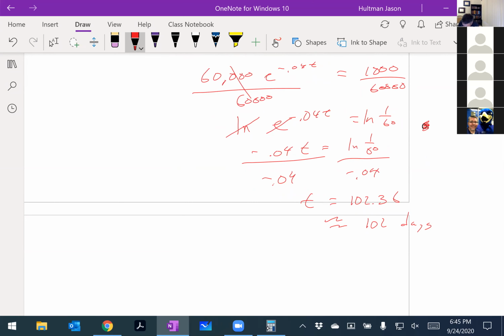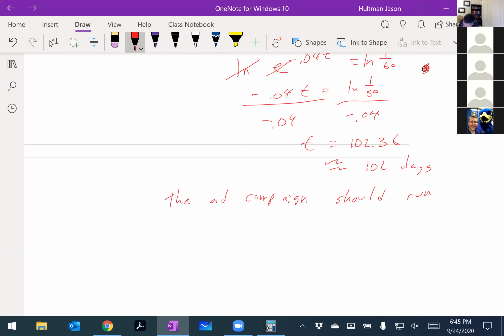So the ad campaign should run between 102 and 103 days in order to maximize the profits. It won't maximize the profits on the 102nd day. It will maximize the profits somewhere on the 103rd day, because if you only go to 102, you still haven't hit your maximum. On the 103rd day, it will hit the maximum at some point. So I would say the ad campaign should run 103 days, just to make sure I hit that maximum value, to maximize profits.